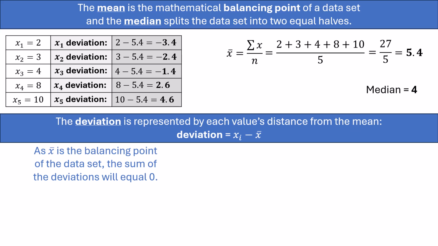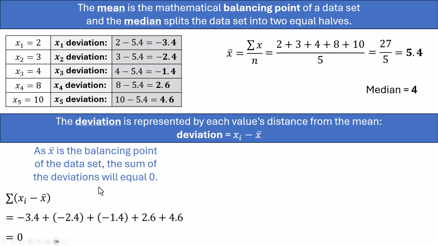So what does that look like? Well, if we take the sum of x sub i minus x bar, which is really just the sum of all of the deviations, that's going to be negative 3.4 plus negative 2.4 plus negative 1.4 plus 2.6 plus 4.6. And if we add those 5 numbers together, we will indeed get 0. That's what's meant by the mean being the balancing point of the dataset. If we add up all the deviations from the mean, we will get 0.